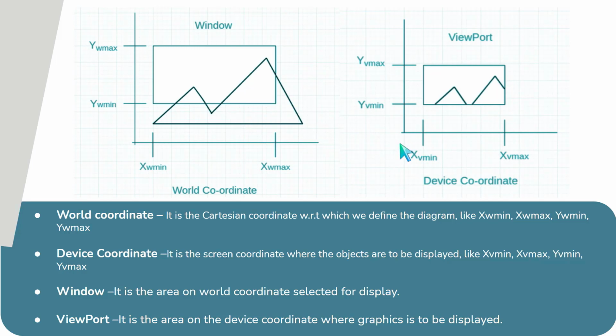What are the device coordinates? It is the screen coordinate where the objects are to be displayed, like the x maximum of the viewport and x minimum of the viewport, y maximum of the viewport, y minimum of the viewport. And what is the window? Window is this rectangle. It is an area on the world coordinate that is selected for the display. And what is a viewport? It is the area on the device coordinate where the graphics is to be displayed.